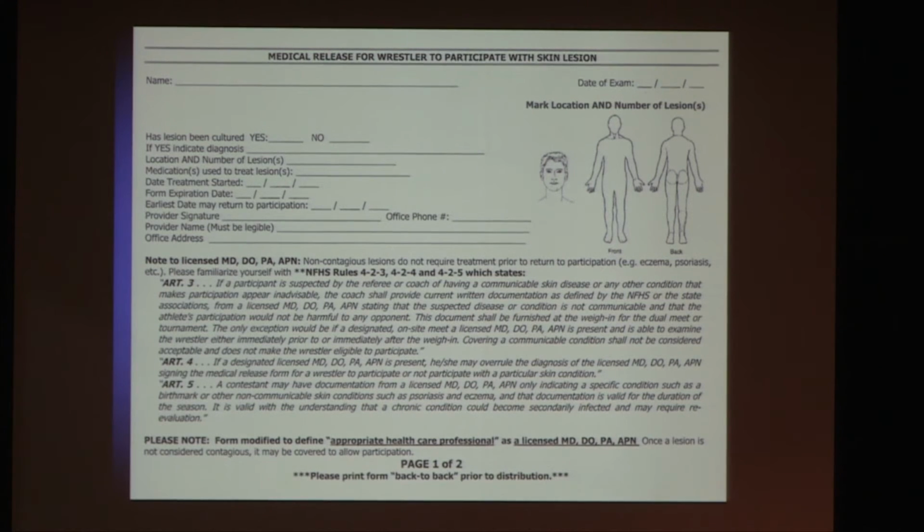Form expiration date, earliest date you may return for participation, that's an important one. Because I've had a number of kids bring notes to me and say, hey, Mr. Haynes, I'm okay to go back. I get the note, and the note says, well, yeah, you say you're okay, but the note says you've got to wait 2 or 3 more days. So check the date on that note. Is that the date that he's determined to wrestle, that match? Is it okay according to that note? And again, this is all CYA for you too.